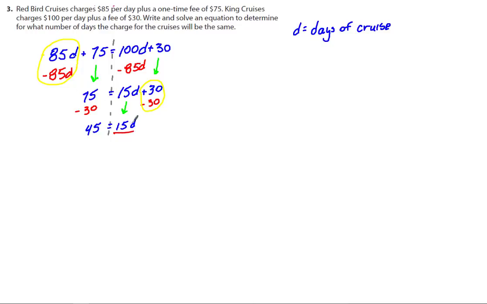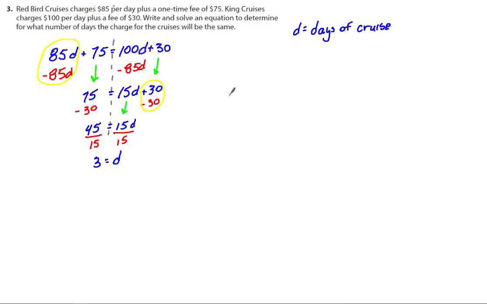So my next step then is to say, all right, if 15 days are the 45, what's one day? So I have to divide by 15. Divide by 15, and I get 3 as the answer for D. So what the 3 stands for is the number of days that I could go on each cruise and pay the same price. So let's just see.